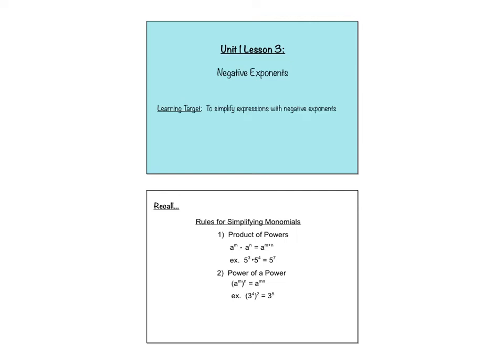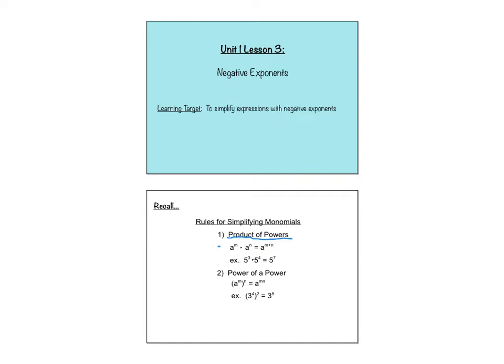All right, so today we are going to be working with negative exponents. Our learning target is to simplify expressions with negative exponents. So if you recall, we have some rules for simplifying monomials. We have the product of powers, and then we have a to the m times a to the n equals a to the m plus n.